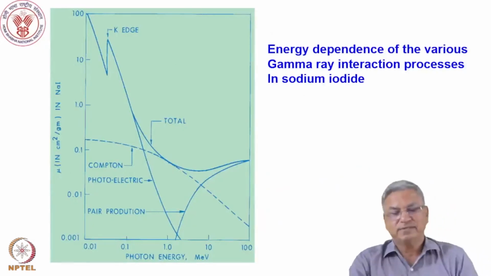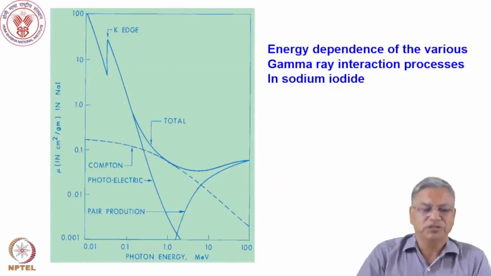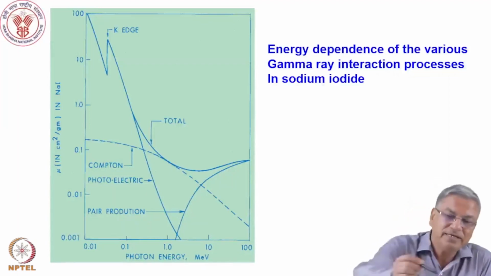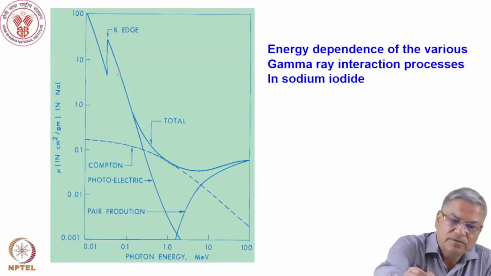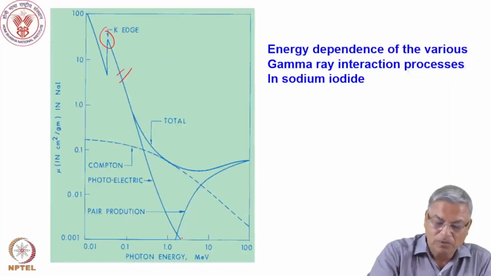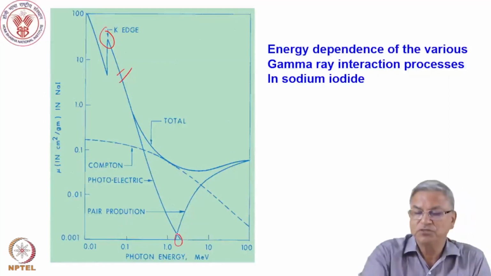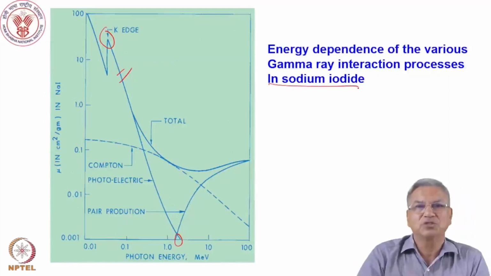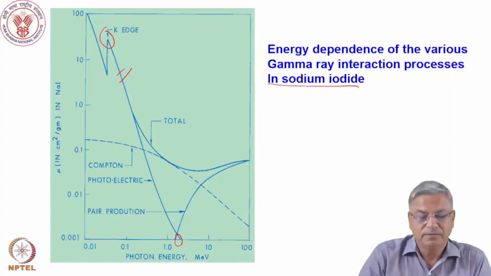So the net cross sections for all the processes, the photoelectric effect, Compton scattering and pair production, are shown in this slide here. You can see this is the photoelectric effect. You can see the K edge, and it is going down after 1 MeV or so. Actually, this is for sodium iodide, so it is the sodium and iodine in the material.